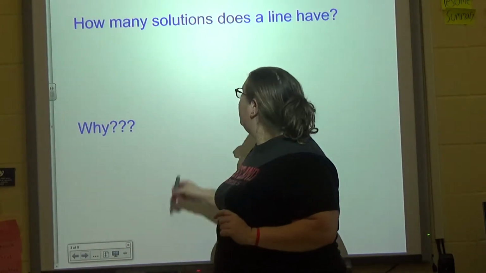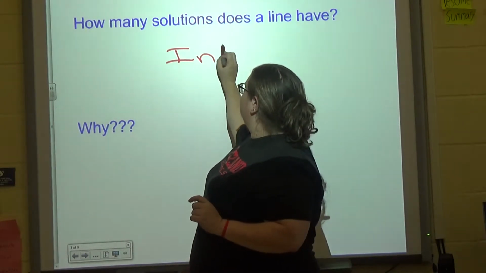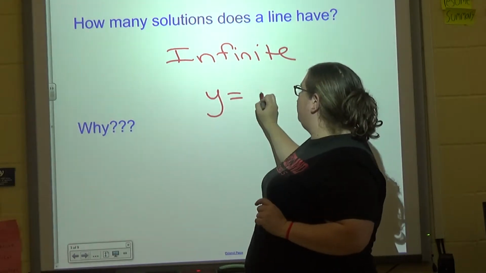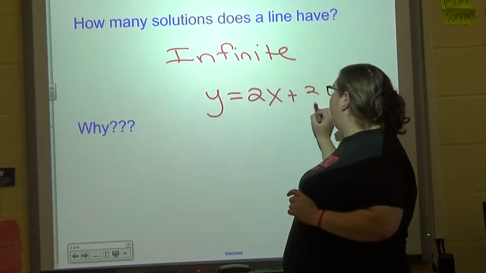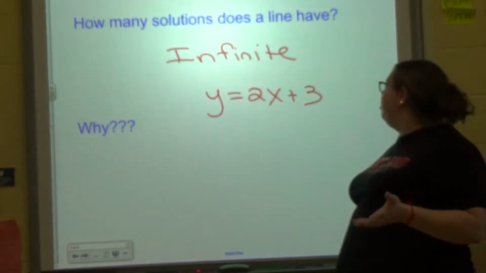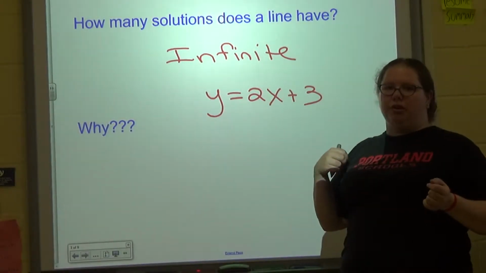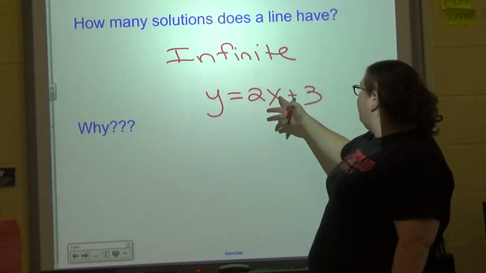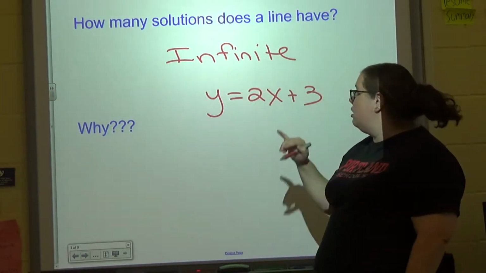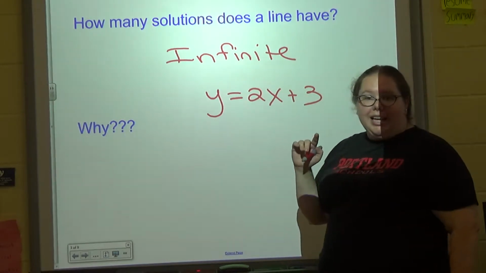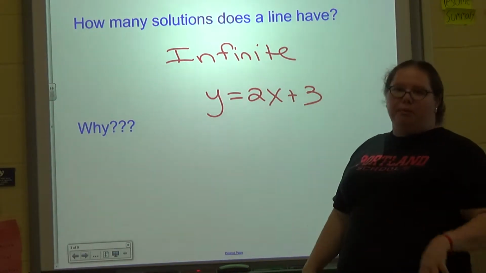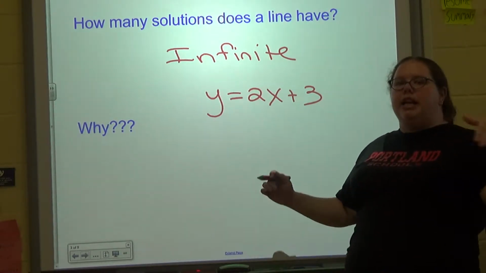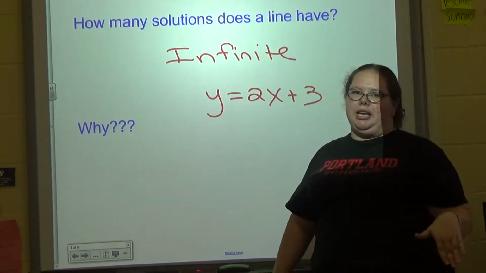Okay. There is an infinite number of solutions. Think about it. If you have y equals 2x plus 3, how many different numbers can you plug in to make that equation true? I can plug in 1, 5, that'll work. I can plug in 2, 7, 3, 9, -12, whatever. There's an infinite number of things. And that's why we draw a line. It represents every possible answer.